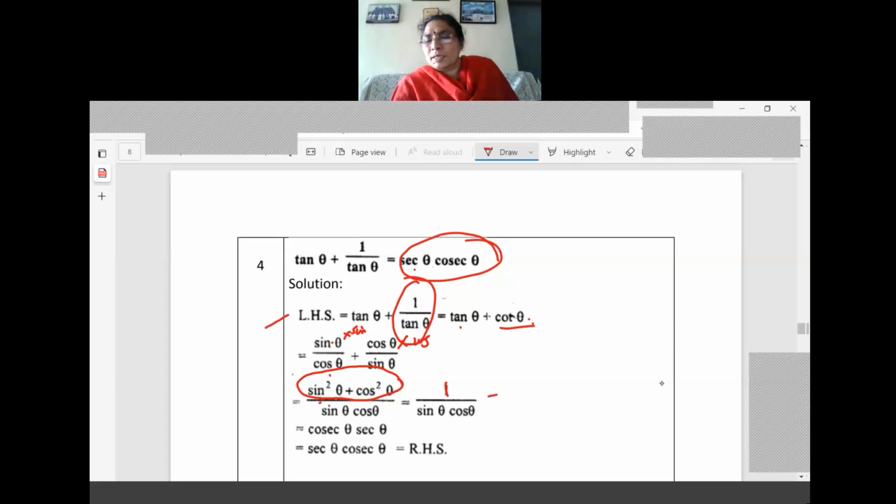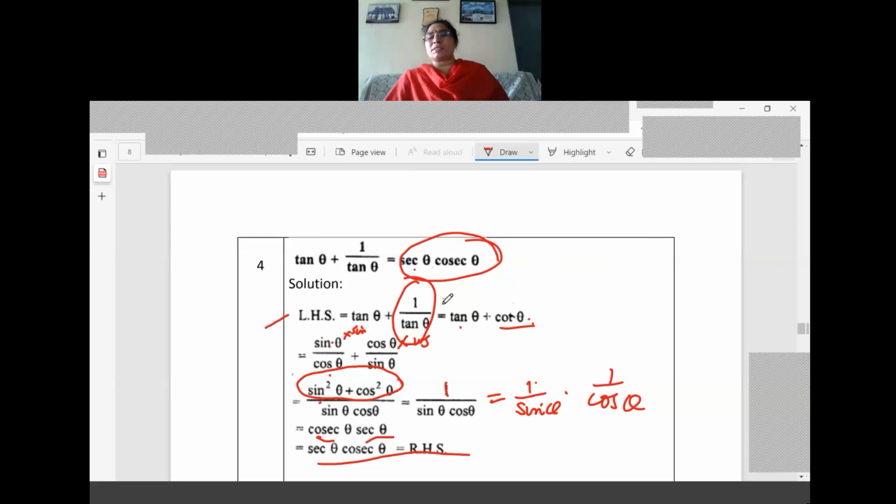If you make it separately, this is 1 by sine theta into 1 by cos theta, right? So what is 1 by sine? It is equal to cosec. What is 1 by cos? It is equal to sec. So what is the answer? Sec theta into cosec theta, it is equal to RHS. So LHS equals RHS, right?